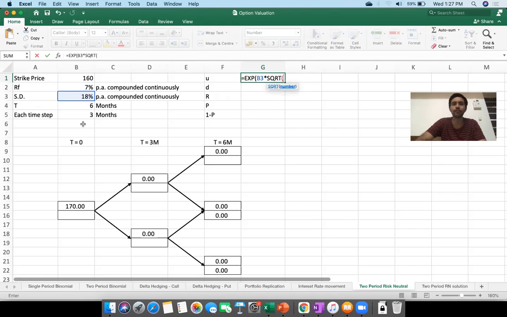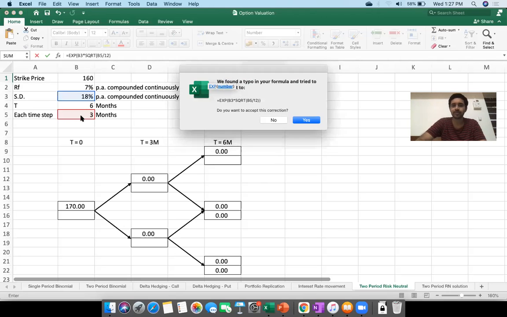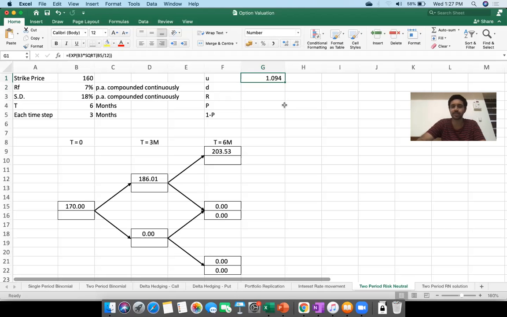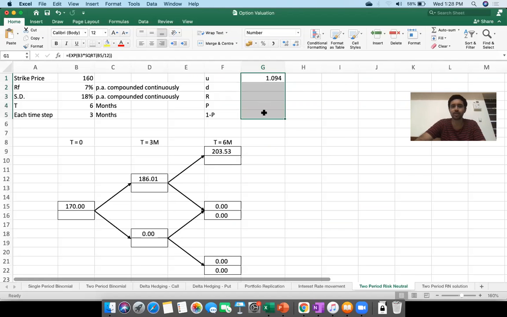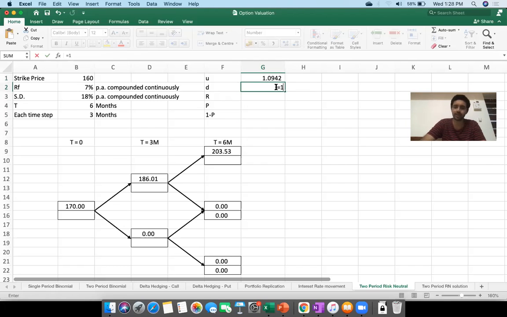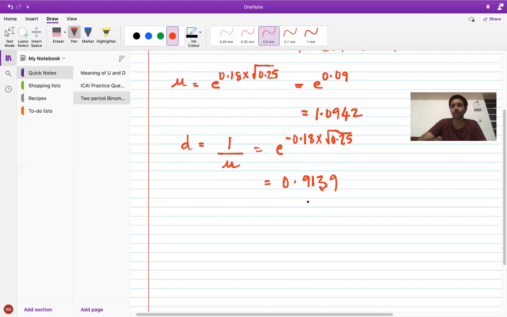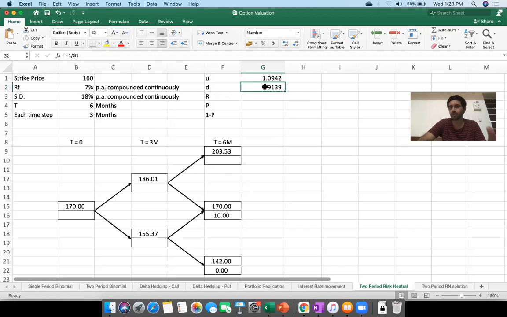Square root of 3 by 12. So I need 3 by 12. I didn't close the bracket, but there was no error. 1.094, which is what we got as well. Let me increase the decimal by one, 1.0942. Over here I'm doing d is equal to 1 by u, which is 0.9139, the same as what we got earlier. Excel does not have that problem of rounding because it shows us 4 digits, whereas in reality it has further digits ahead of it also. So when I do 1 by u, there's going to be no issue of rounding.